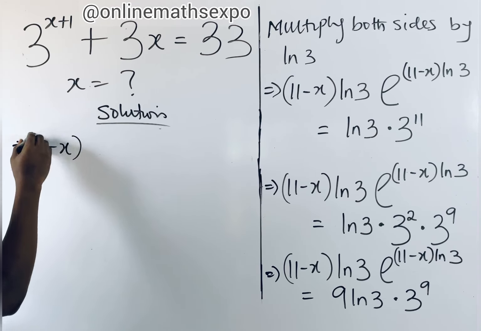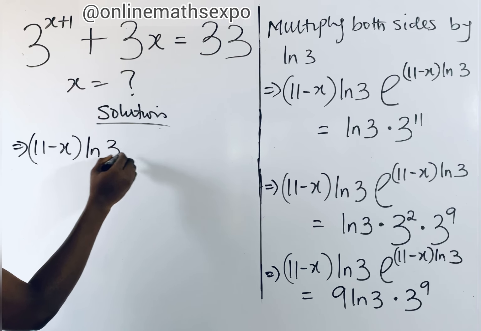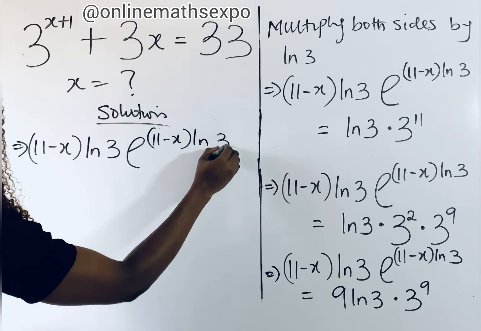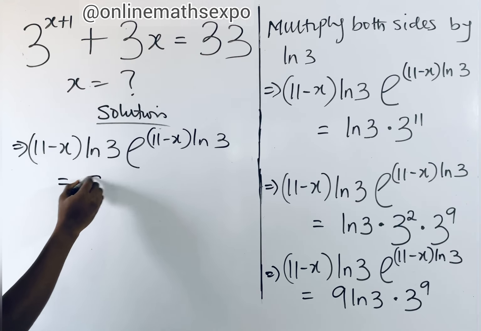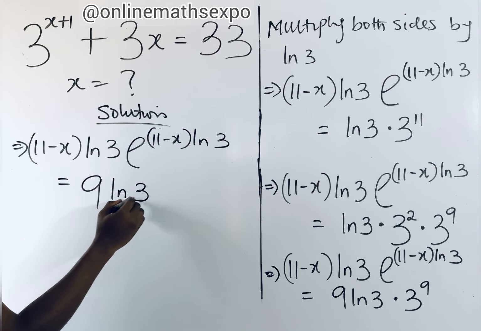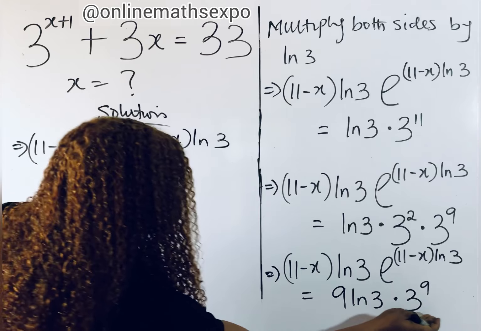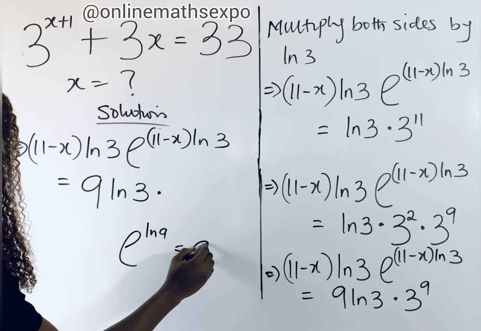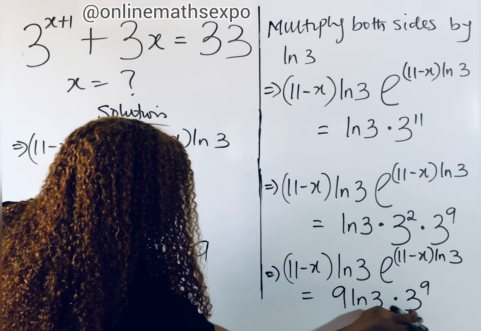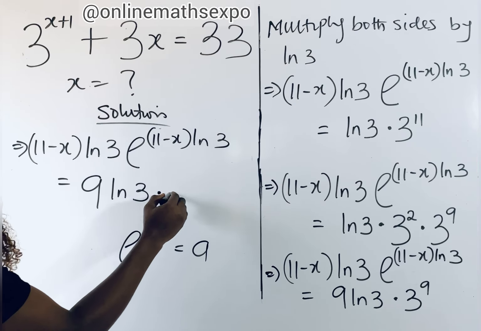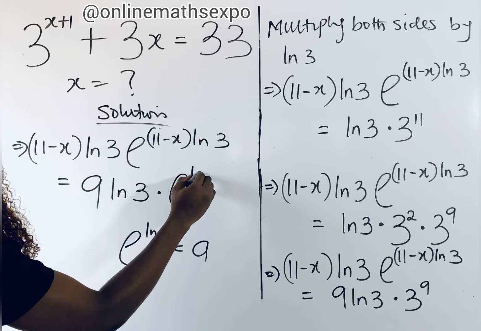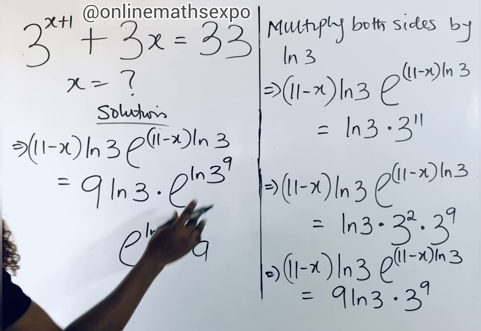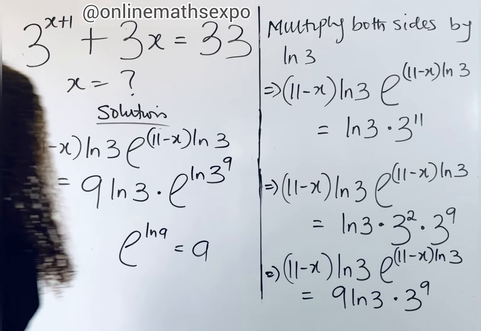(11 minus x) ln of 3, e to the power of (11 minus x) ln of 3, is equal to 9 ln of 3 multiplied by, now this value, we know that e to the power of ln of a is equal to a. So we can change this value to put it in this form, to have e to the power of ln of our a, which will be 3 to the power of 9. This will give you back 3 to the power of 9.